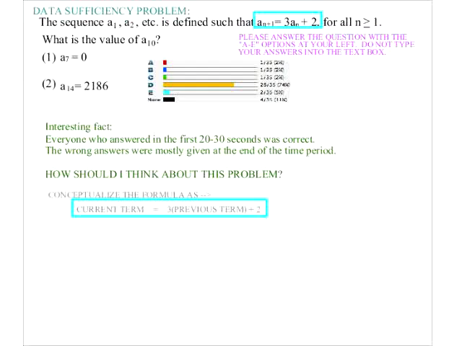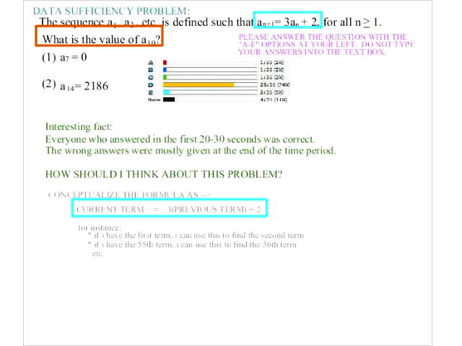Okay, that's good. So what this means, for example, is if I've got the 7th term, then I can find the 8th term doing this. And if I've got the 8th term, then I can get the 9th term doing this, etc. So for instance, if I have the first term, I can use this to find the second term. If I have the 55th term, I can use this to find the 56th term. So what is the value of a sub 10 is just a really obnoxious way of saying what is the 10th term of the sequence.